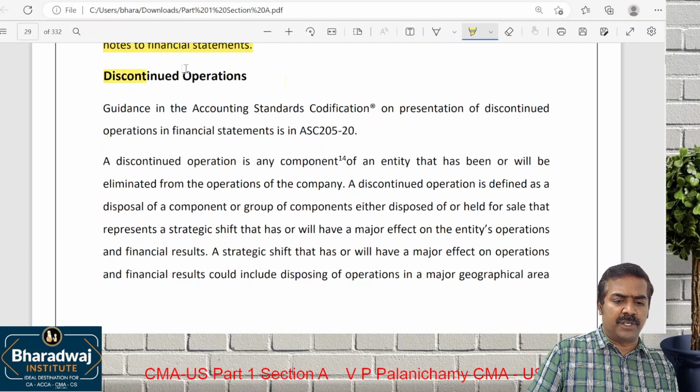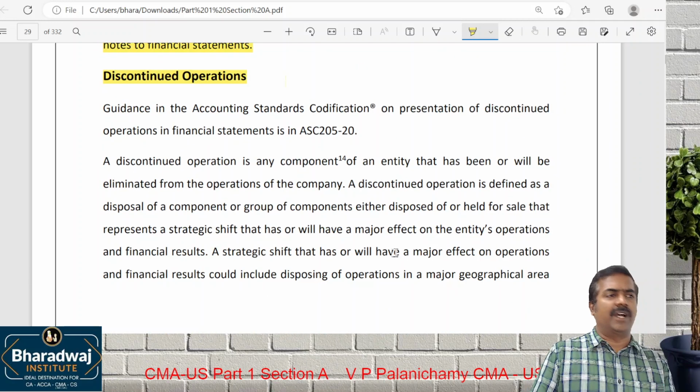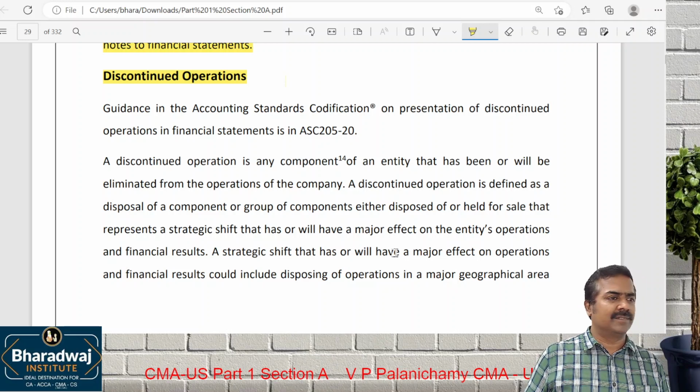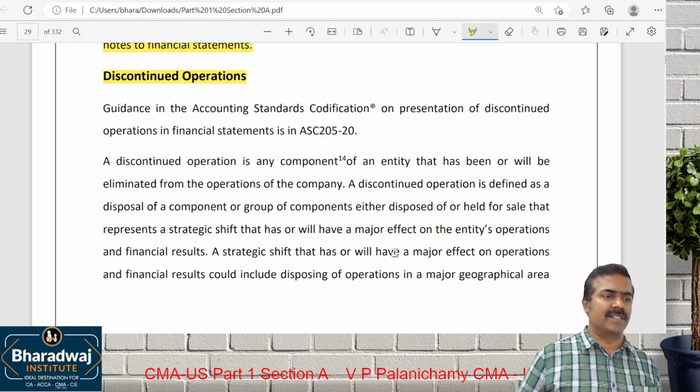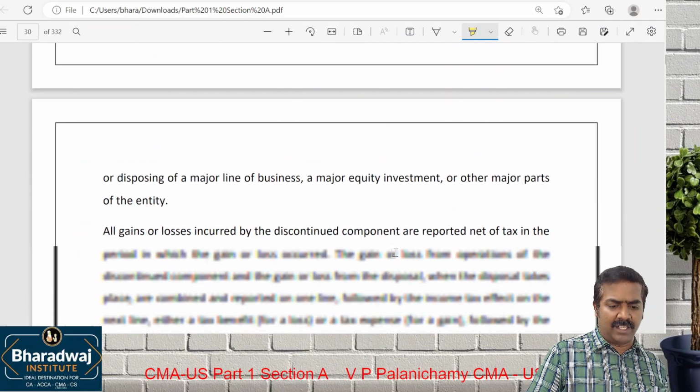What do you mean by discontinued operation? I told you, I'm dealing in 4 products. One of the products I'm discontinuing. What do you mean by discontinuing? Stopping it. How to stop it? Number 1, just close the business or sell the business to somebody. That must be reported separately.